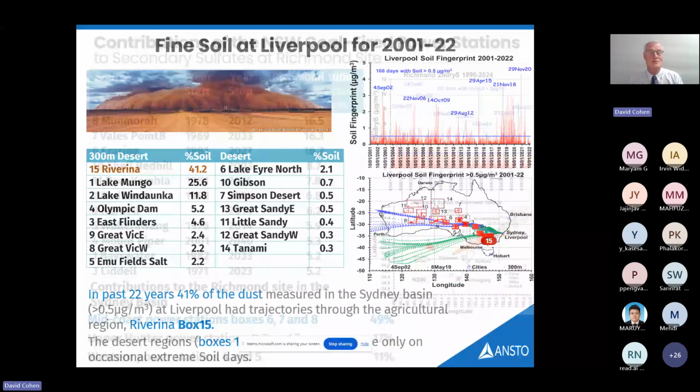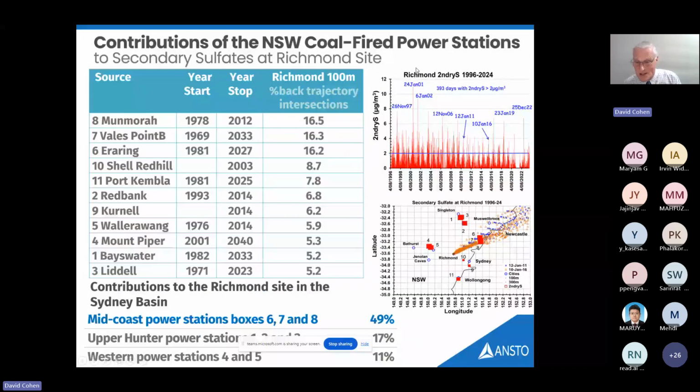This is contributions from our coal-fired power stations. And this is a map of the east coast of Australia here. These boxes are the 8 coal-fired power stations in New South Wales, burning 25 million tonnes of coal. And at Richmond here, we have a sampling site. And again, I show you 2 days, the 12th of January 2011 and the 10th of January 2016. 2 back trajectories, blue and brown. And you can see that they intersect with what we call East Coast, 6, 7, and 8.